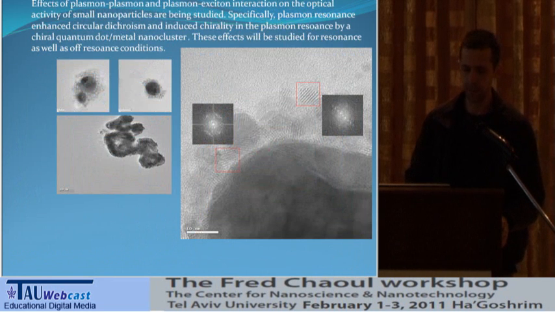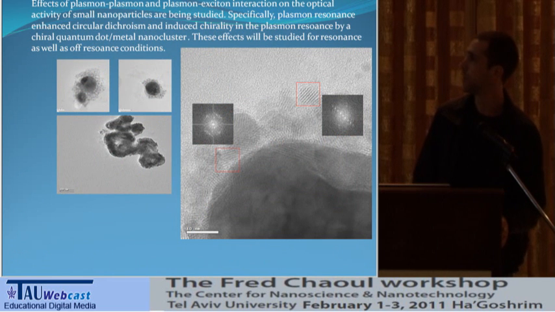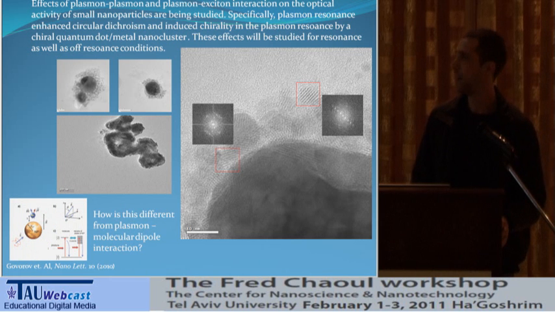In addition, we also introduced some synthetic methods to create hybrid systems of metal nanoparticles and semiconductor quantum dots, in which we study the effects of chiral induction. These systems have a lot of benefits for the study of this phenomenon over molecules and metal nanoparticles. I'll be happy to tell you all about this in my poster.